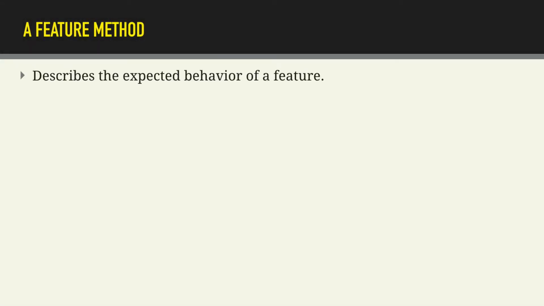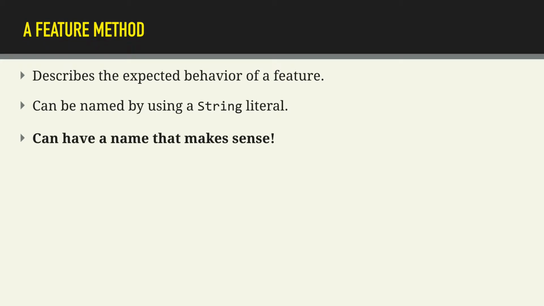A feature method describes the expected behavior of a feature that is implemented by the system under specification. We can name our feature methods by using string literals, and this is a huge advantage over JUnit 4 or TestNG because we can and we should use sentences that actually make sense. The source code of a specification class that has one empty feature method looks as follows.